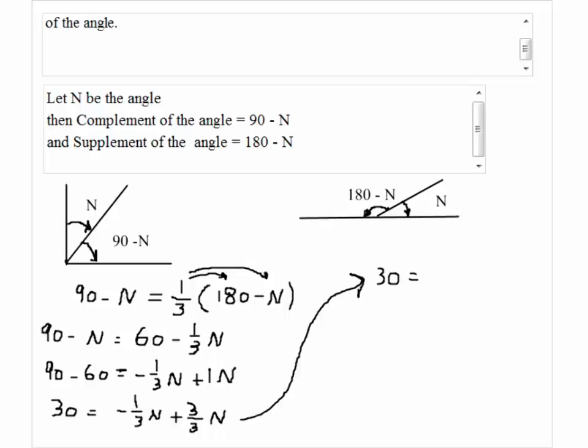That would be minus 1 plus 3, so 2/3 n. So we have 30 is equal to 2/3 n. To solve for n, we multiply both sides by 3/2.